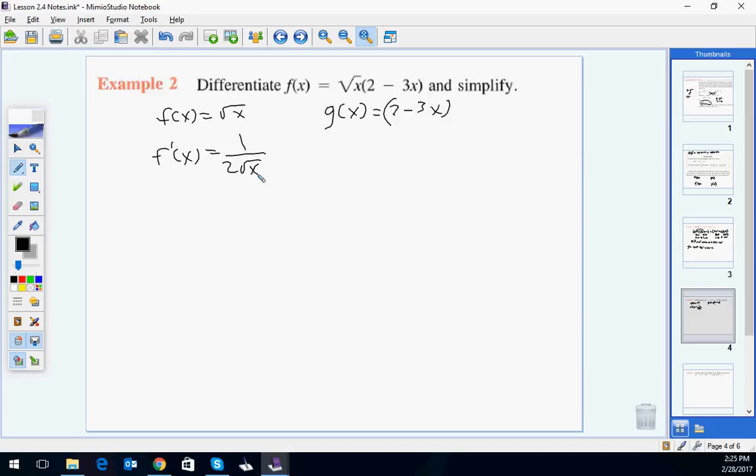Okay, if you forgot that one, it's because this is x to the 1/2. Drop the 1/2, and you minus 1 to get negative 1/2, so it moves to the bottom. G prime is negative 3. So, first, root x times derivative of the second, negative 3, plus second times derivative of the first.